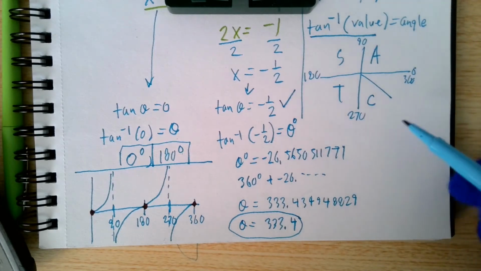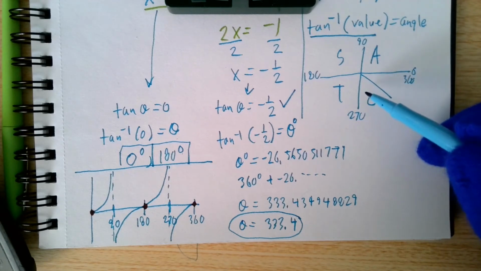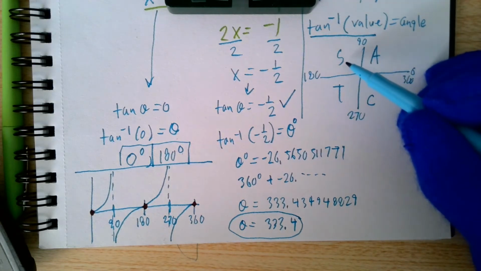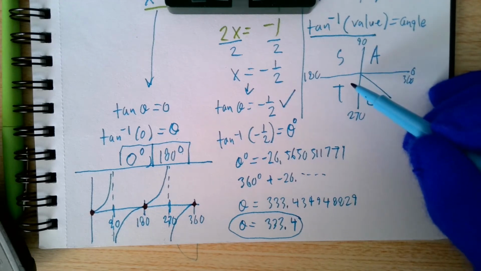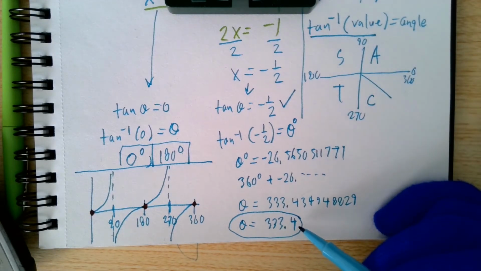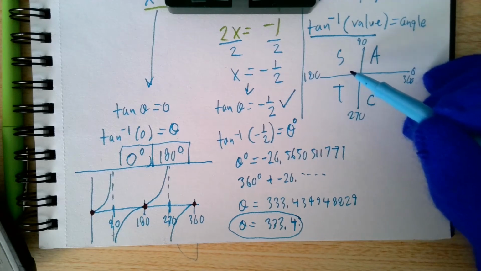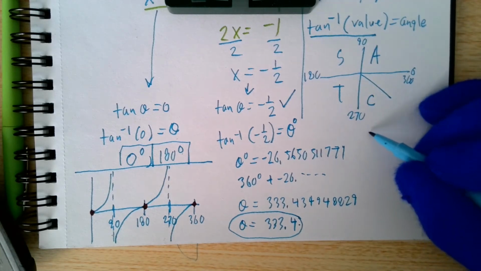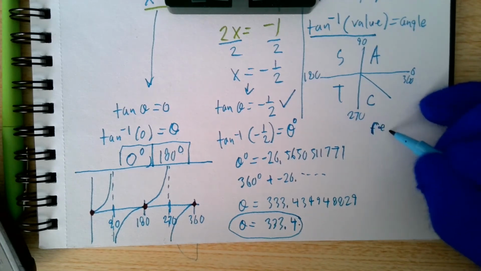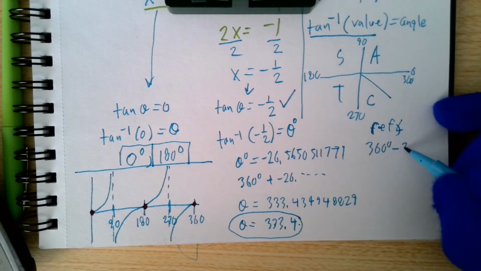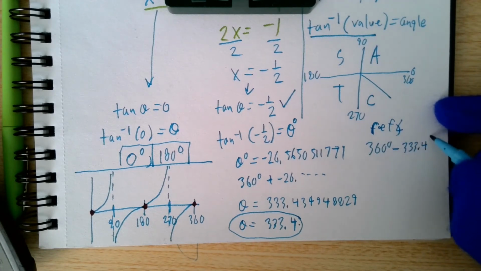So I need to find another quadrant in which tangent is negative. Which one would that be? That's right, it's this quadrant right here. I could already tell that this quadrant is going to be negative because only sine is positive. So if I find my reference angle, I can use my reference angle to find another angle in quadrant 2 that will also have the same value of tangent. So reference angle from quadrant 4, see, you're combining all these skills, is going to be equal to 360 degrees minus 333.4 degrees.